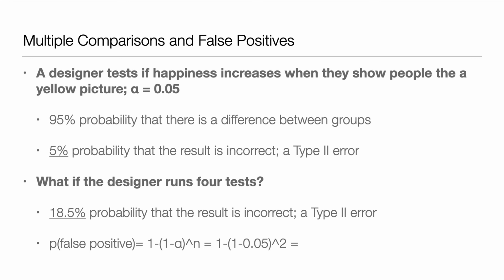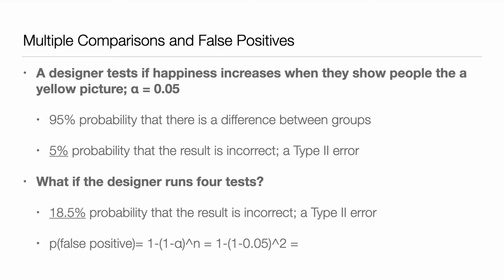What happens if we run 4 tests? Well, there is an 18.5% probability that one of those tests is wrong. Because I'll go into the maths behind it. Below is a simple formula for the probability of a false positive, but the more tests you do, the probability that your tests are wrong increases.